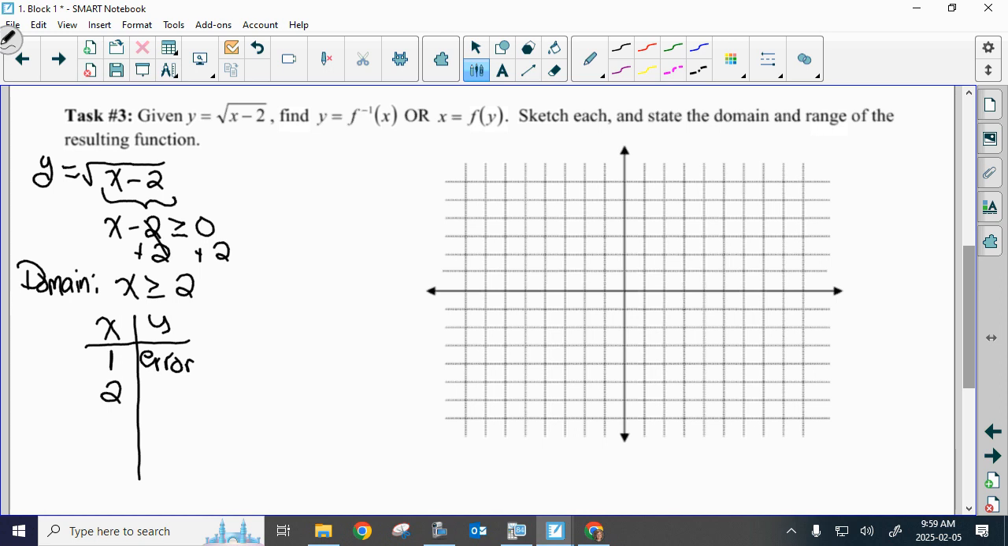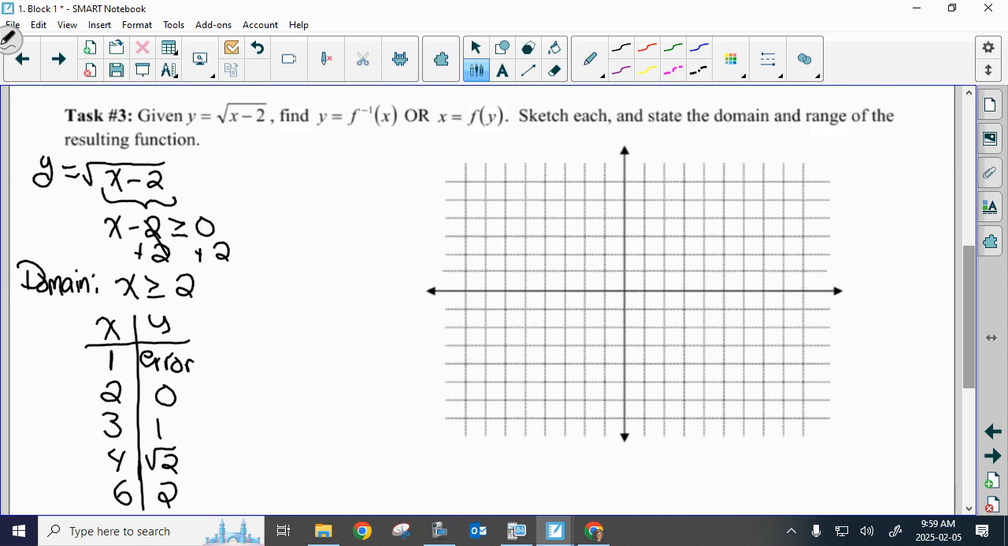Guys, what's 2 minus 2? 0. What's the square root of 0? 0. If I put a 3 here, what's 3 minus 2? Square root of 1 is 1. If I put a 4 here, we get 4 minus 2, we end up with root 2. Not a pretty number to plot. What's the next x value that I should insert if I want a nice, neat y value that goes with it? Yeah, 6. If I throw a 6 in here, 6 minus 2 gives me 4. The square root of 4 gives me 2. So that's a nice, neat graph.